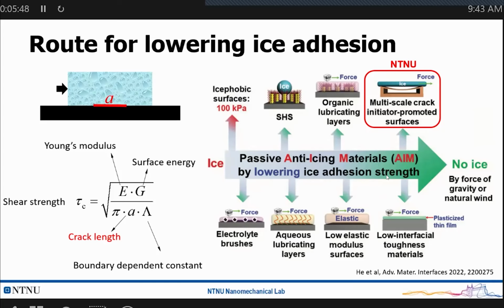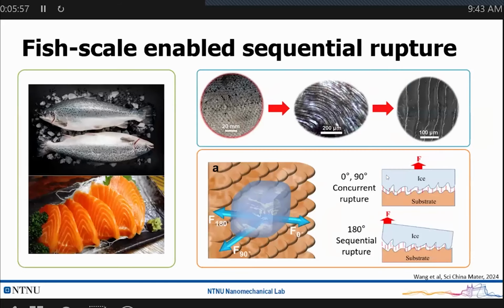We should continue to find new possibilities to lower the ice adhesion. And one of those is this anisotropic ice adhesion on the fish scale. Yes, in Norway, we have the advantage, a lot of salmon around, and it's huge salmon.